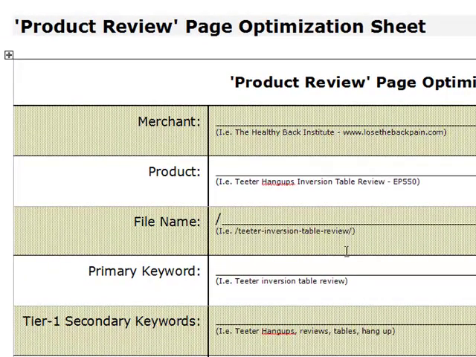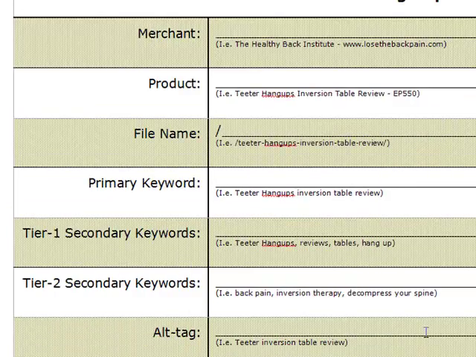So now we got the teeter hangups inversion table review. Teeter, this will be the file path. So we got the keyword phrase in the file path. Teeter hangups inversion table review. There's the primary keyword, hang-ups. All right, so that's good. Teeter hang-ups, we got secondaries there. Reviews, there's the plural. So we're going to use these words on the page, but we just want to make sure we've got the primary.